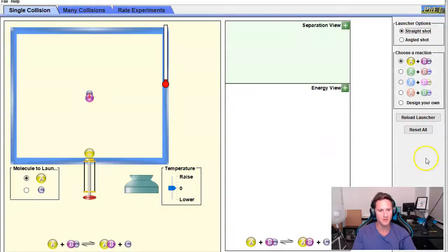So I'll show you what the simulation looks like. So we've got some different tabs: single, many collisions and rate experiments. So first we're going to look at single collisions. So basically down the bottom here, you've got an example of the reaction. So you've got particle A, which is the yellow one, plus B and C together, reacts to form A and B together and C by itself. So basically you've got the breaking of this bond and the formation of a new bond here. Now that's a reversible reaction, so the reactants make products, the products make reactants. It goes back and forward.